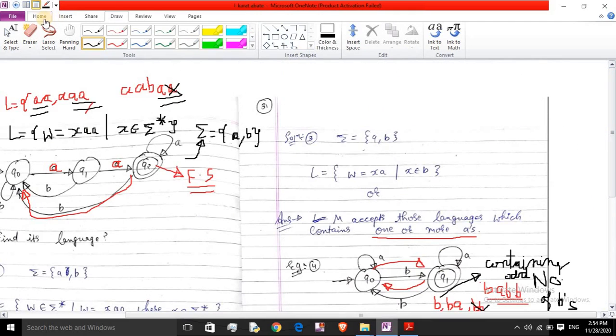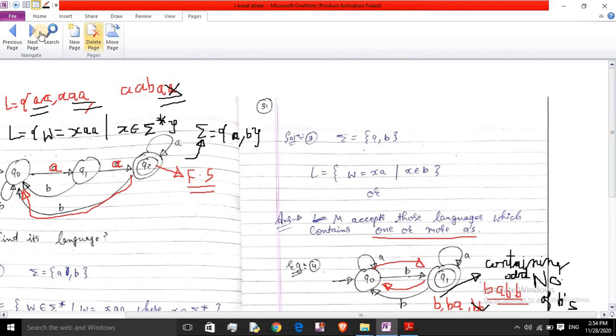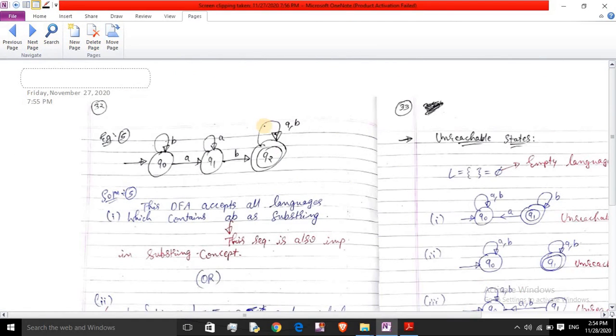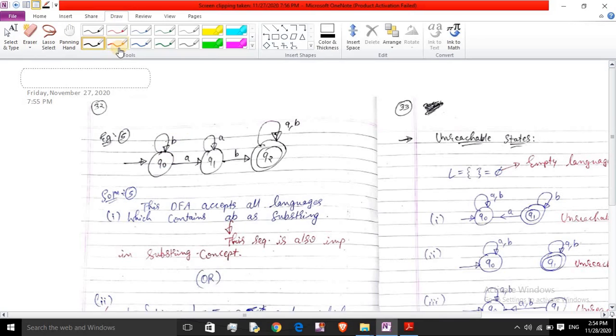Okay, now move to the next page. Now look here. This is example number 5. We have also determined the language accepted by this machine. Now look at its first word here. It is actually accepting. What is it? On getting A, then if we get B, we will move into our final state.